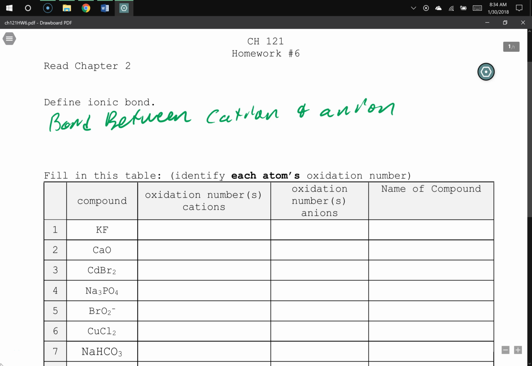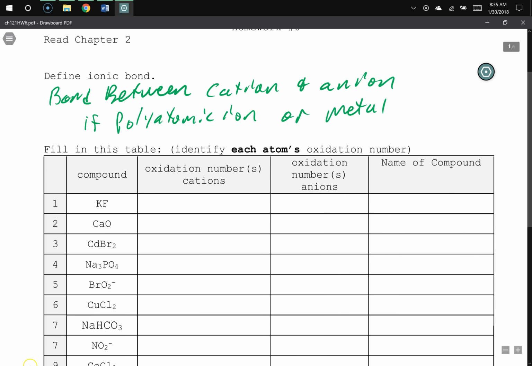What's a good way to know that you're looking at something that's an ionic bond? If there's a polyatomic ion, or if there's a metal there. Metal, non-metal, but if there's a metal, then there has to be a non-metal. So if you're looking at a compound and trying to decide how to name it or determine if it's ionic or covalent, then if there's a polyatomic ion there, it's ionic. If there's a metal there, it's ionic. If you don't have either of those options, it can't be ionic.